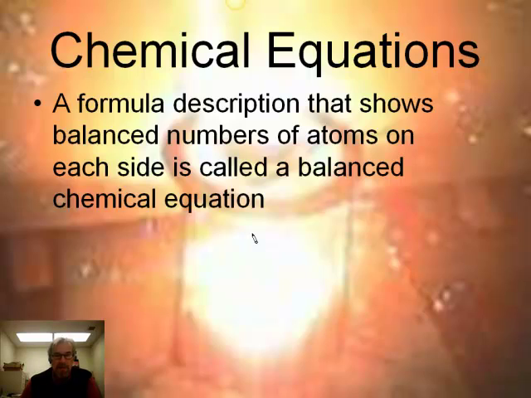For something to be an equation, what's on the left has to be in some way equal to what's on the right. And some of the things that we've been writing here as formula descriptions aren't really equations. Like, let's look at the burning methane example. CH4 plus O2 gives CO2 plus H2O.